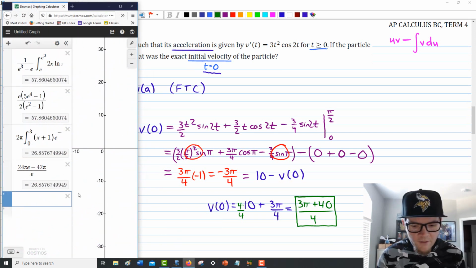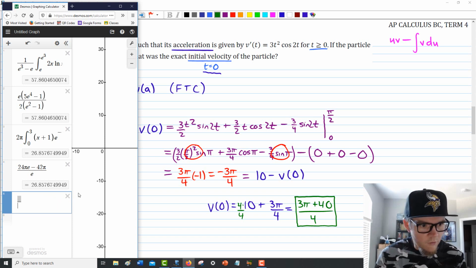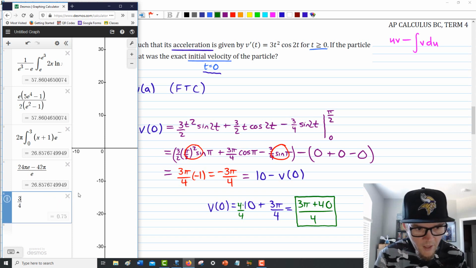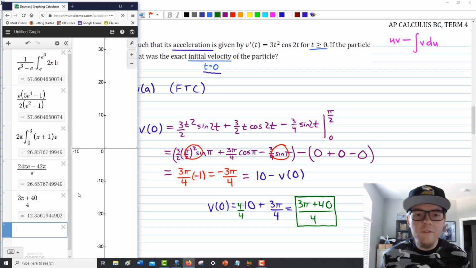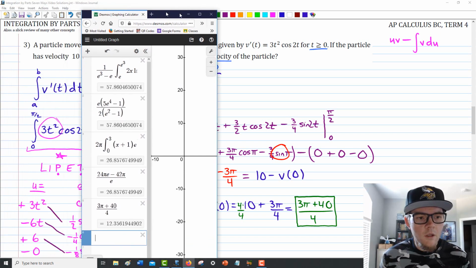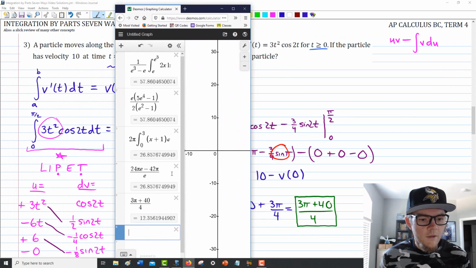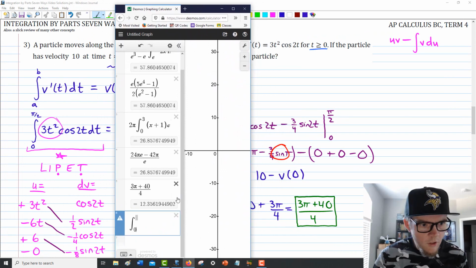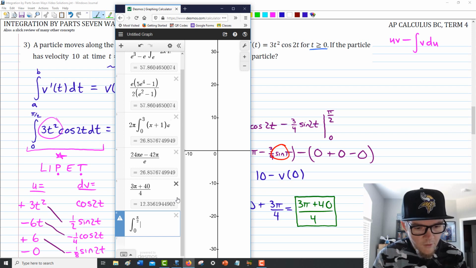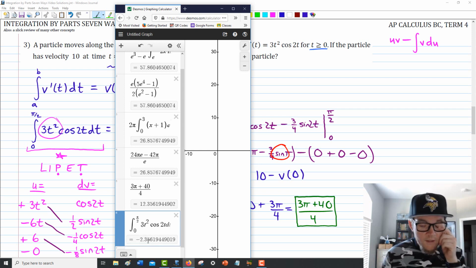Okay, so first of all, let's see what the answer's equivalent to. That's 3 pi plus 40. 12.356 is what we're shooting for. Cool, cool, cool. There's our integral. Go from 0 to pi over 2. This will be 3t squared times the cosine of 2t dt. And they tell us that the answer is negative 2.356.